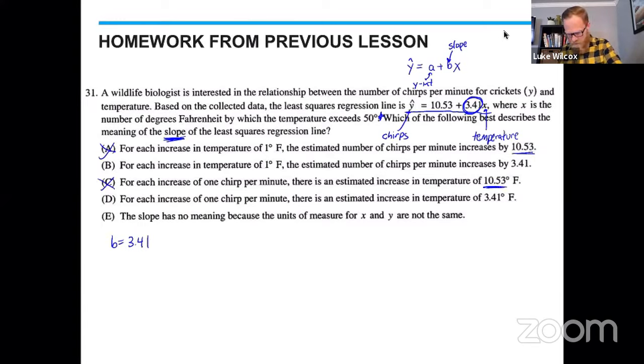Now, answer choice B and answer choice D have that 3.41 that I want. But let's look at answer choice E here. It says the slope has no meaning because the units of measure for X and Y are not the same.